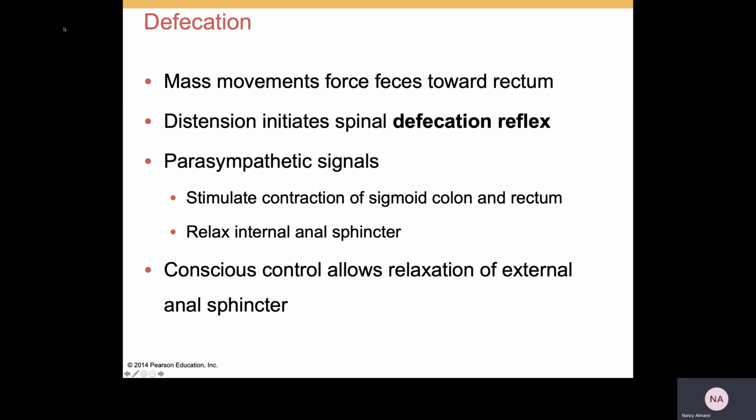Defecation, again, we talked about those mass movements, which are going to force fecal matter down towards the rectum. The distension of the rectum will trigger a defecation reflex, and parasympathetic signals will stimulate the contraction of both the sigmoid colon and the rectum, which will in turn relax the internal anal sphincter. And again, we do have skeletal muscle in the external anal sphincter, so theoretically you have conscious control of that, which will allow relaxation of that sphincter so you can defecate.